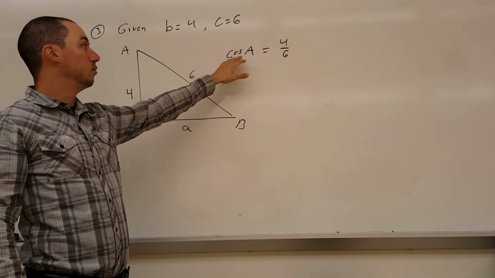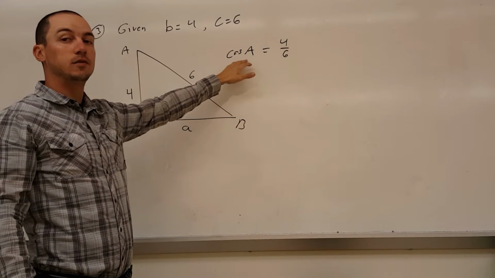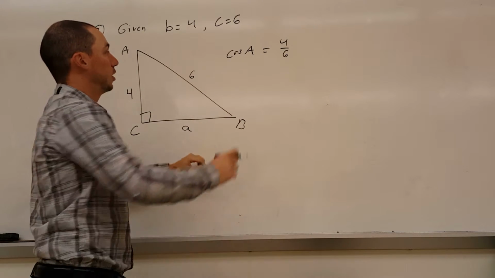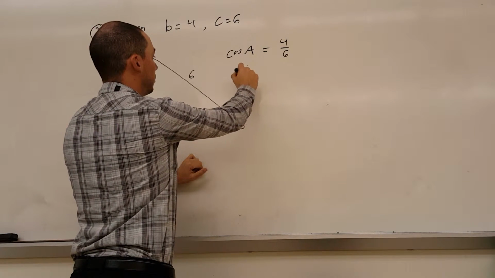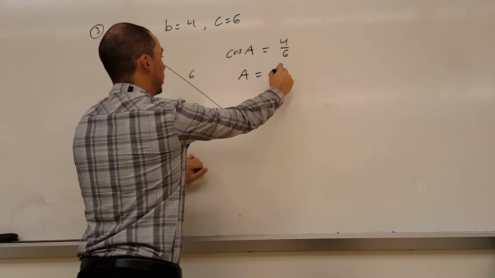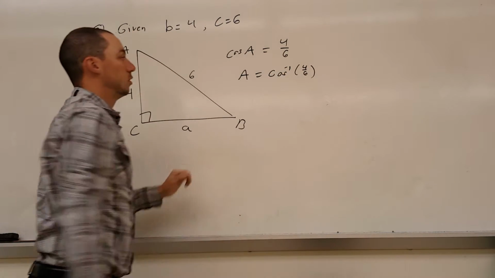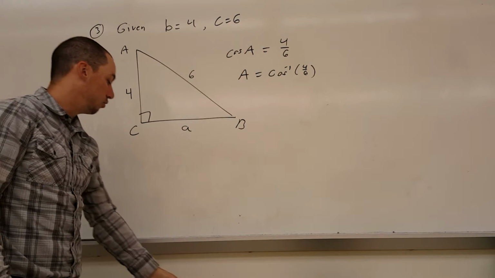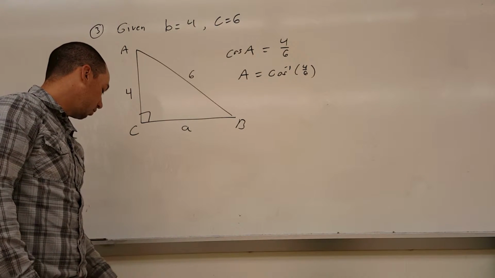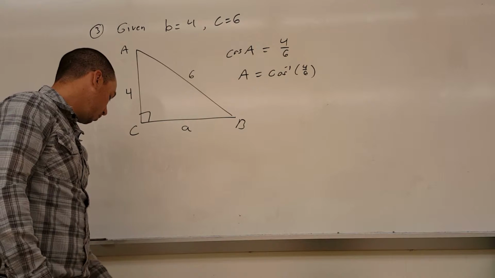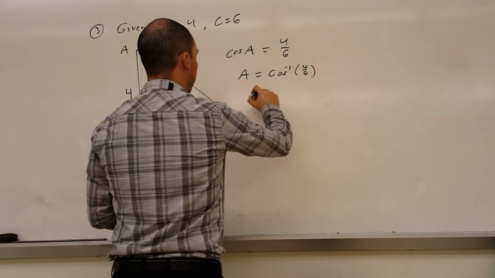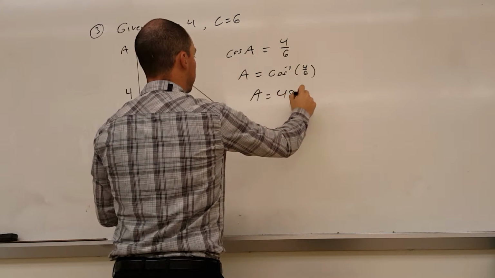So now I need to eliminate the cosine or go the inverse cosine. Inverse cosine of both sides, which will just give me A is equal to the inverse cosine of 4 over 6. And you can do that on a calculator. Second cosine to give an angle, and we get 48.2 degrees.